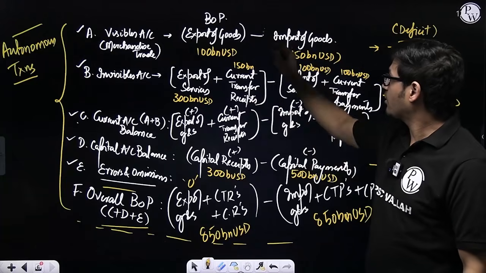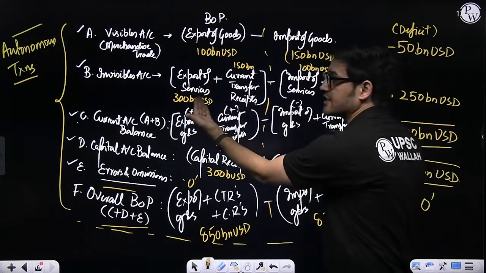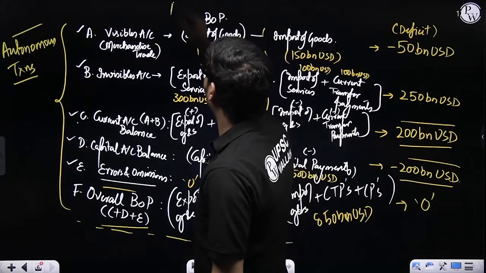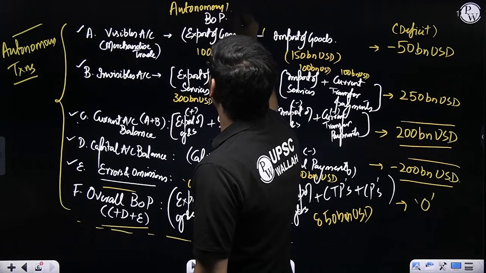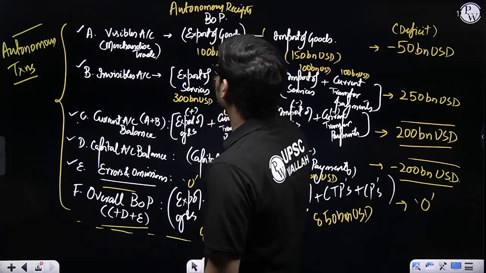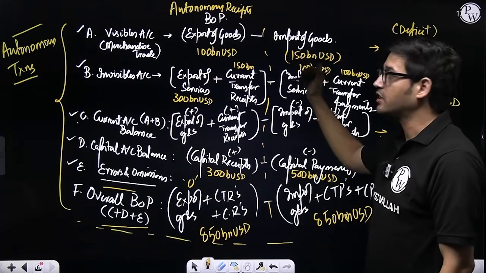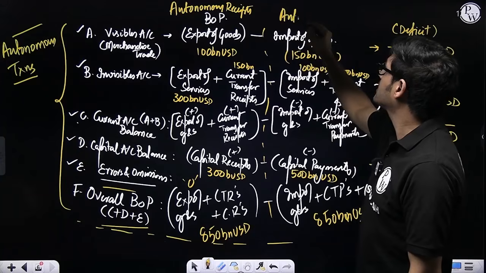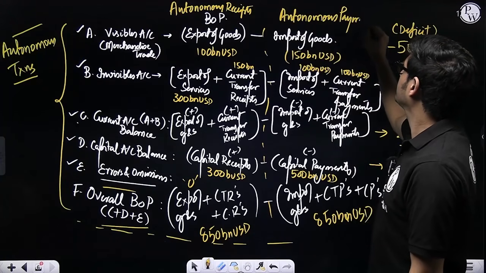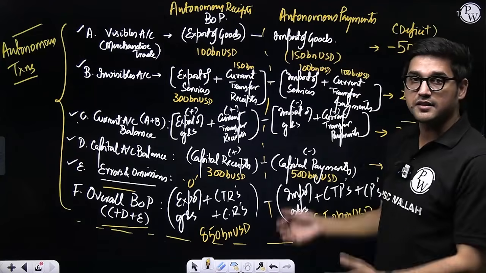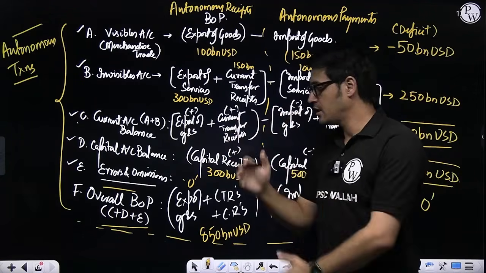And if I could draw a dotted line here, I can call the left side of the dotted line autonomous receipts, because this is us receiving money. And on the right side of this dotted line, I can call them autonomous payments, because this is money that has to flow out of this economy.